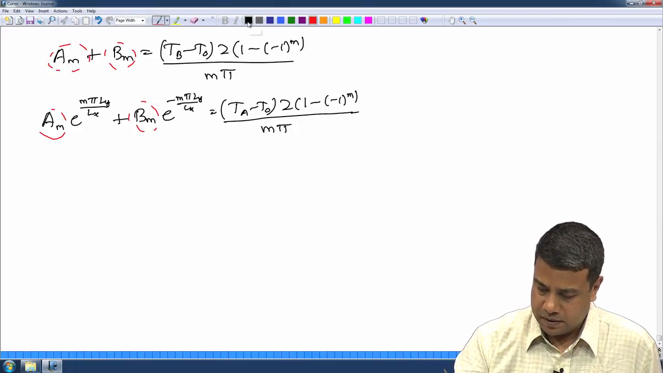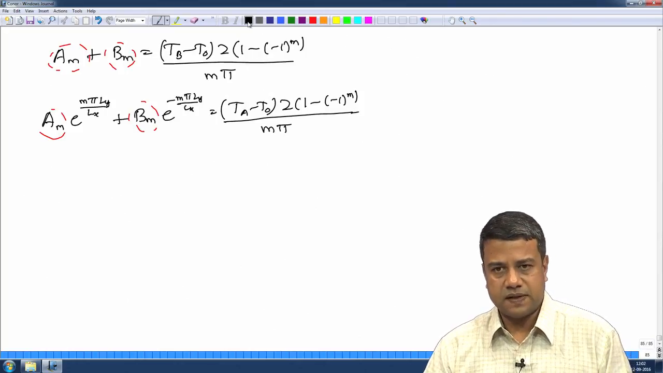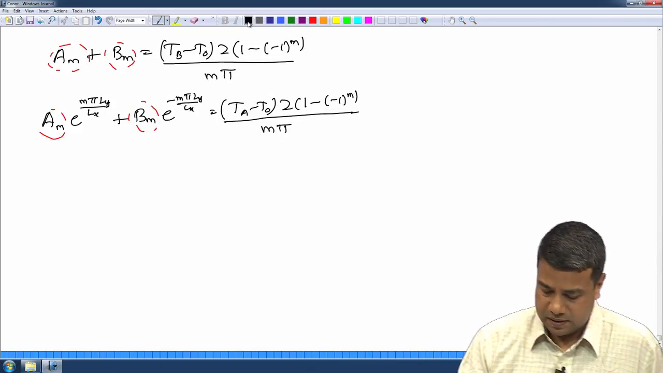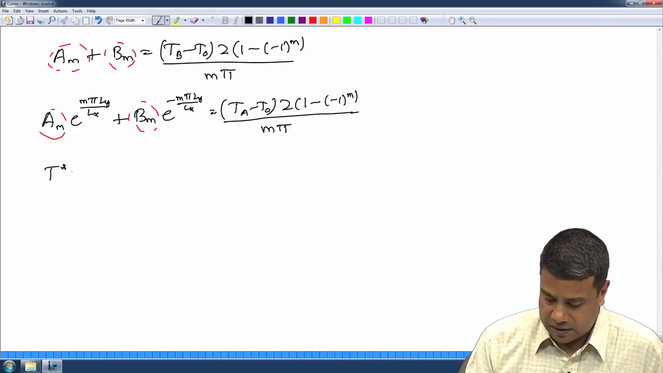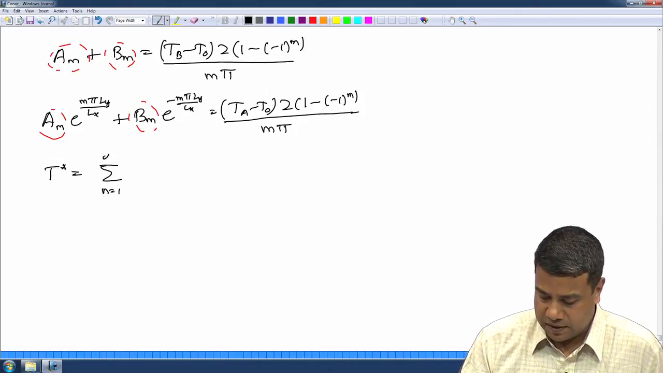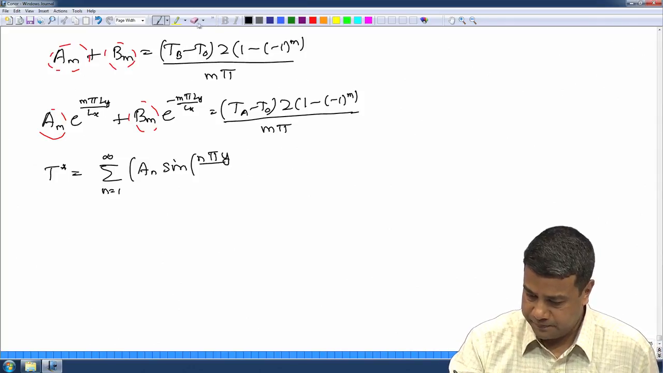The constants are a little complicated in form, so I will not go through the details, but you can solve these equations simultaneously and determine what the two constants are. And once I have that, the temperature is just determined as summation n is equal to 1 to infinity of I am sorry.